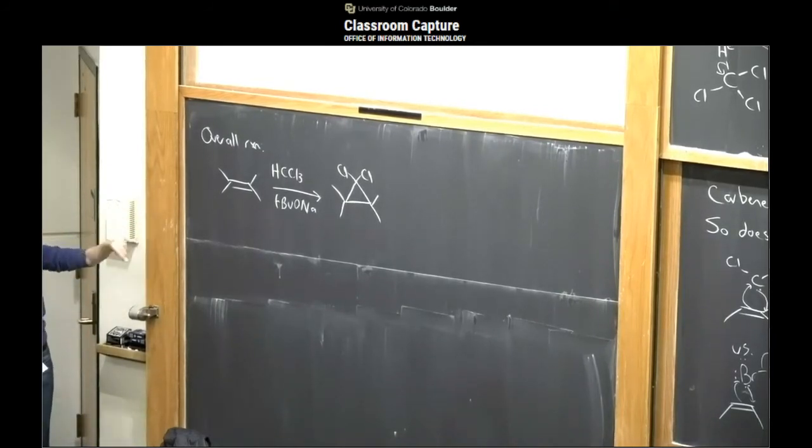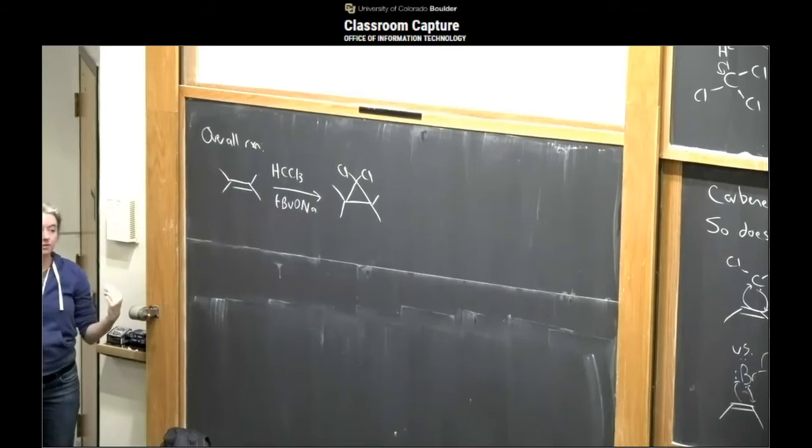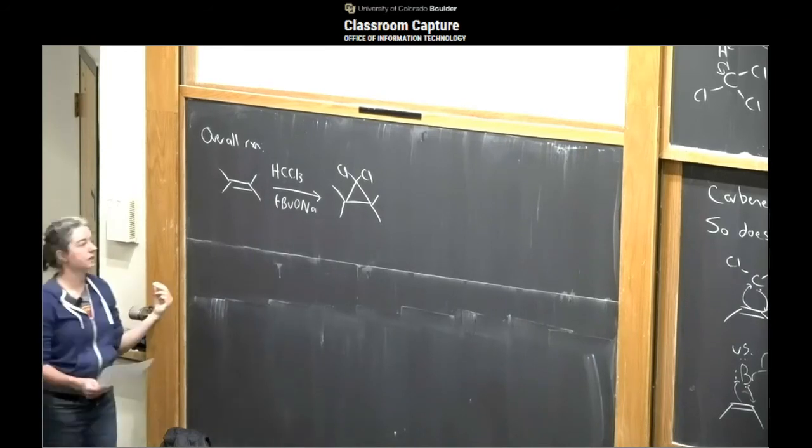Cool. So that's how to use carbenes. They're fairly special purpose, but they are one of the few ways to actually access these cyclopropane rings. But then the question is, what if we don't want those chlorines on there? What if we want just a regular cyclopropane ring with no Cls?